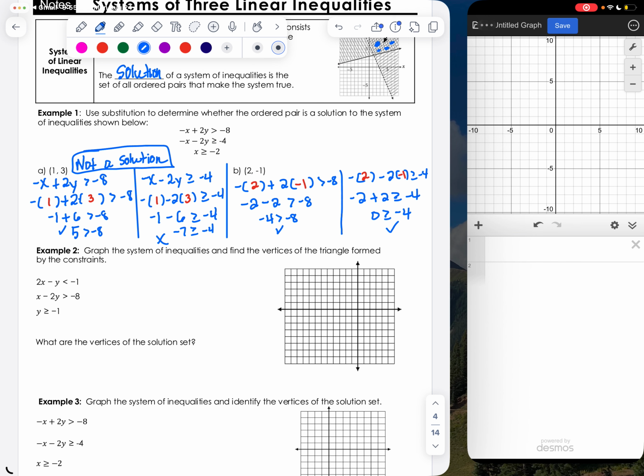Now to check your third inequality, x is greater than or equal to negative 2. Our x value of our ordered pair was 2. So is 2 greater than or equal to negative 2? It's true. So it worked in all three. So this ordered pair was a solution. In other words, if we graph it, it would fall into the commonly shaded region.